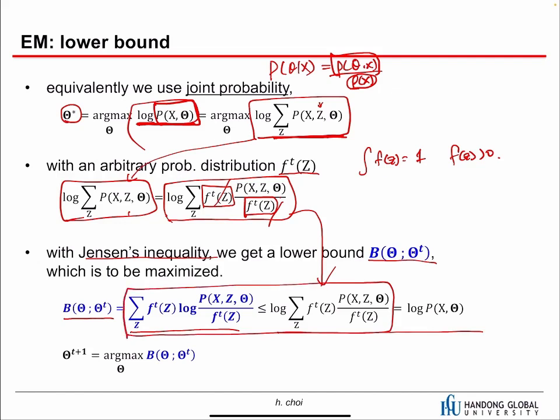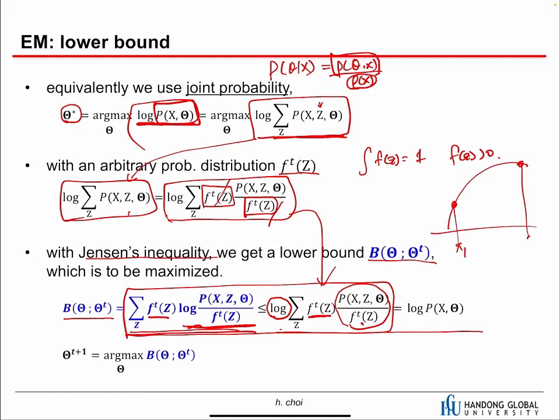So we know what Jensen's inequality is, right? We have a convex function here, and this one is a weighted sum of these, where this one is a weight. So a nonlinear, convex function, and the weighted sum here. Definitely this one is smaller than this one. We already talked about these. This is Jensen's inequality.